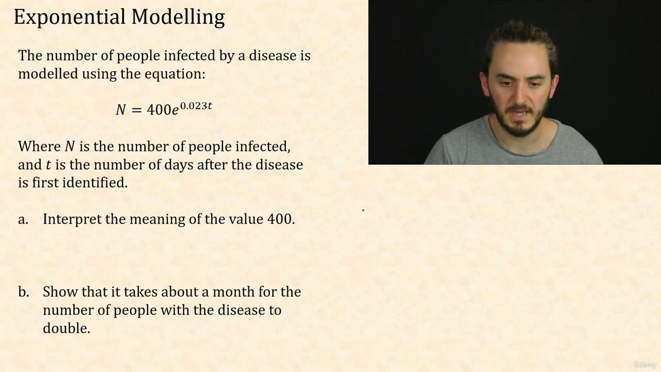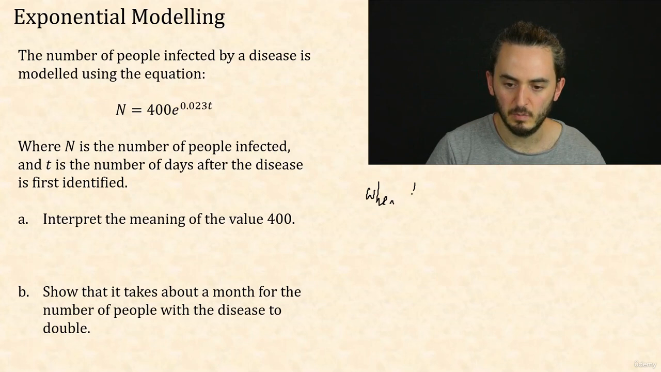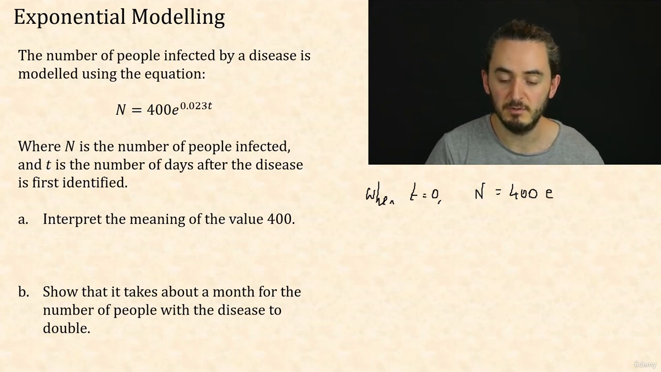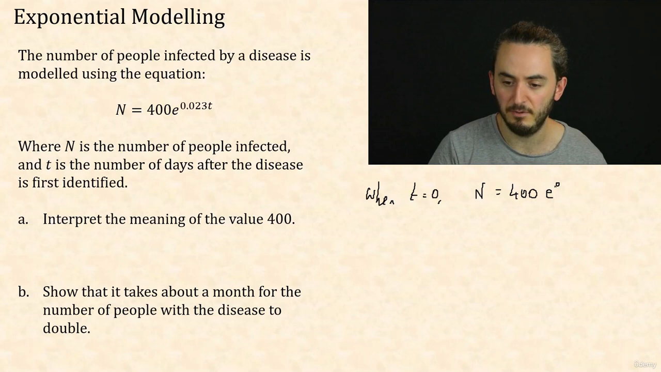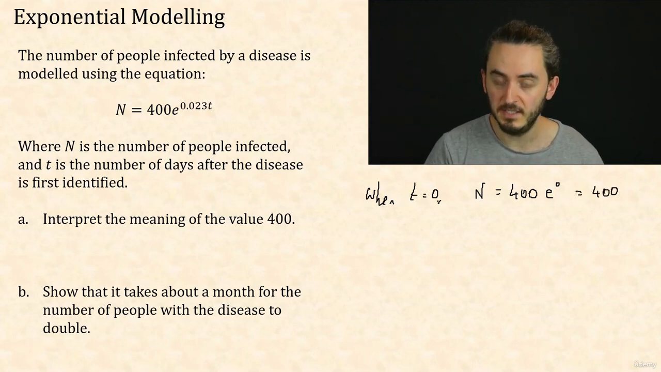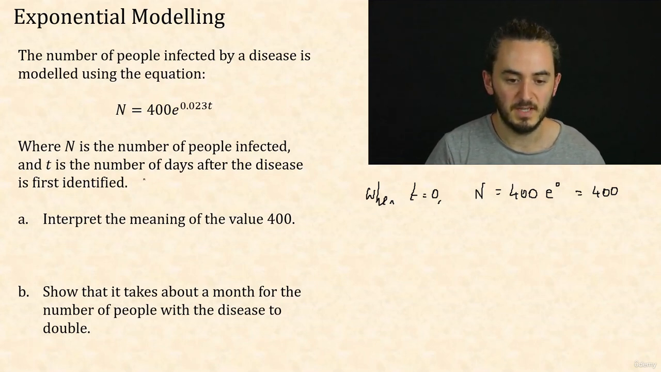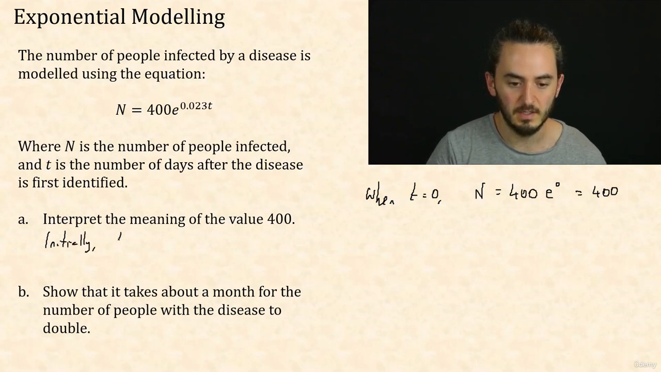The reason it's the starting value is when t equals 0, n would be 400 times e to the 0.023 times 0. So that's just e to the 0, and e to the 0 is 1. So that's 400. It tells you that when t equals 0, n was 400. In the context of this question, t is the number of days after the disease is first identified. So what we can say is that initially, and initially is a really good word to use in our answers, initially 400 people are identified as having the disease.